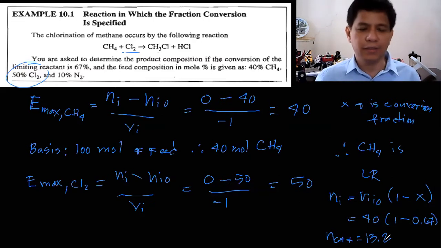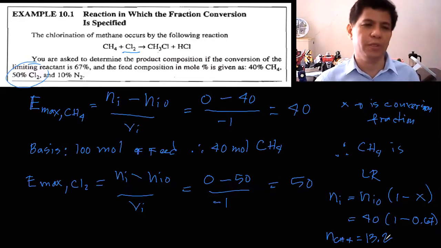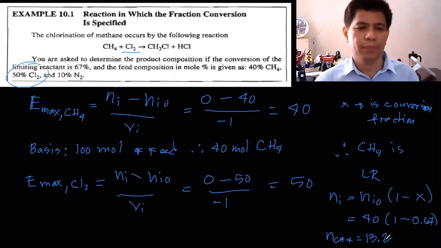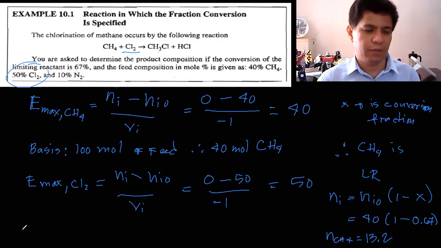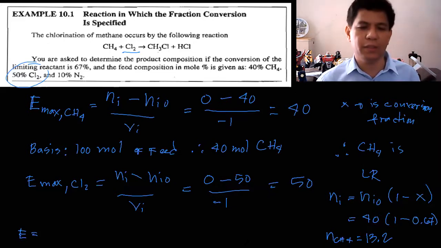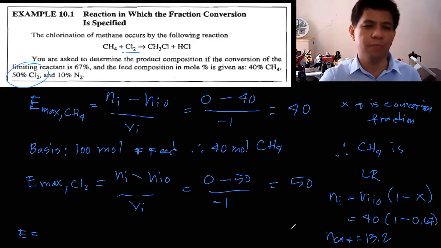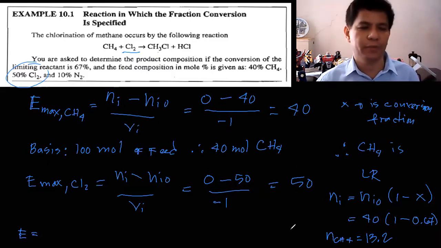And then, the next step is we need to calculate the actual extent of the reaction. And then we're going to use that to calculate the number of moles of Cl2, the number of moles of CH3Cl, and the number of moles of HCl. So let's calculate the actual E. This is different from the Emax, because as you can see, the CH4 was not actually used up. The conversion is only 67%. The Emax of 40 is where the CH4 is used up. So this is the actual E.